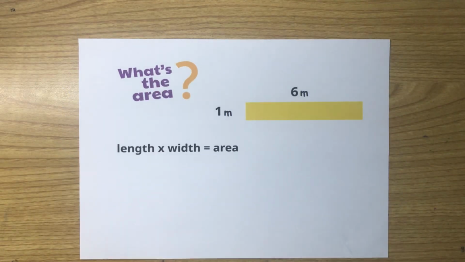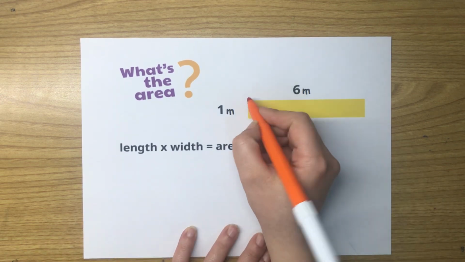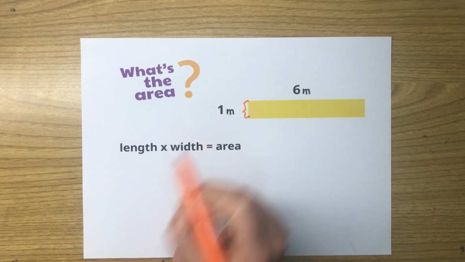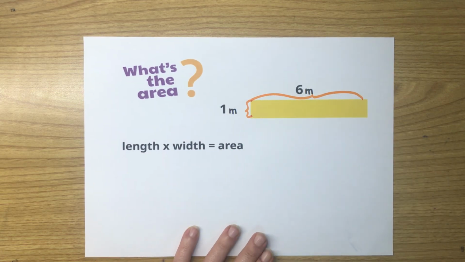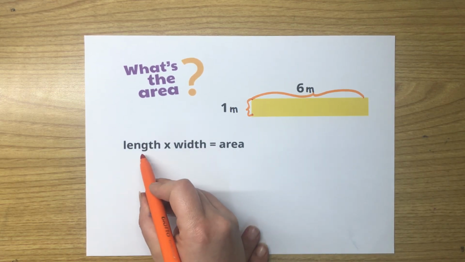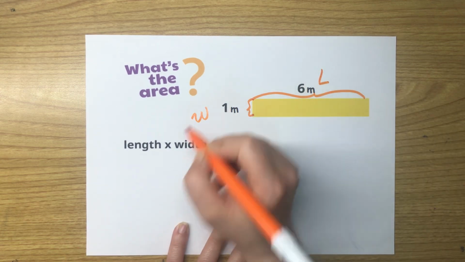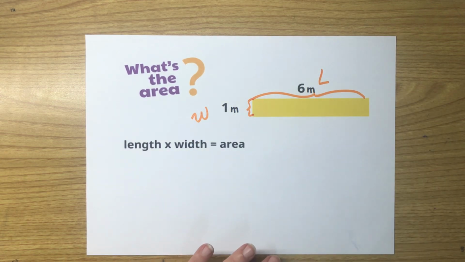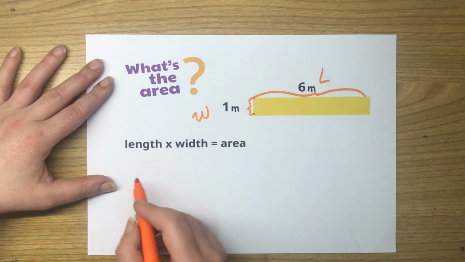Let's start with the rectangle. It says find the area for this rectangle. Here is 1 meter and 6 meter. So we have to multiply the length times the width. So this is the length, this is the width, as the same as the breadth. Okay, guys. So the length is how much?